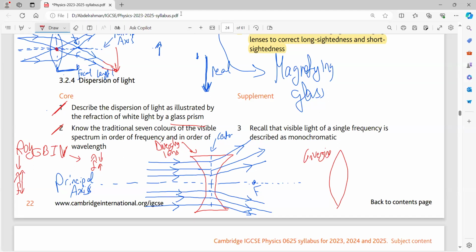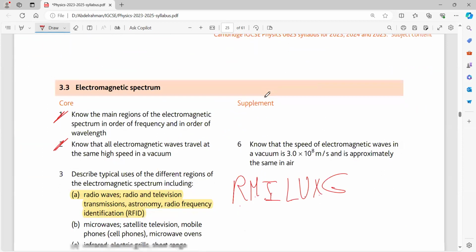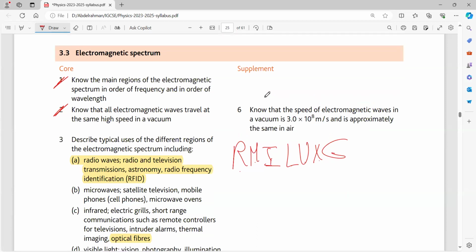They have to be in this same order. The red has the longest wavelength and the lowest frequency. The violet is the complete opposite, with the shortest wavelength and the highest frequency. You just have to know them in this order. Again, the electromagnetic spectrum, RMILUXG.